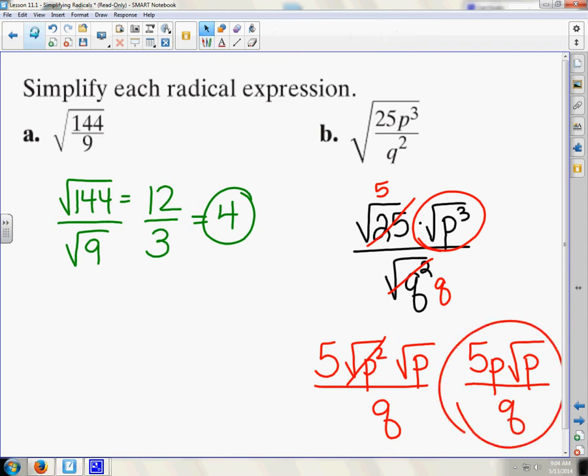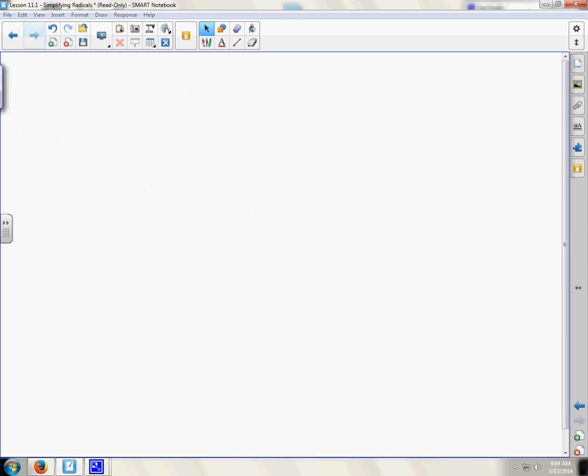I don't have anything in my denominator, or a radical in my denominator. I have a whole number or a letter variable, and it works. So that is it for your notes.